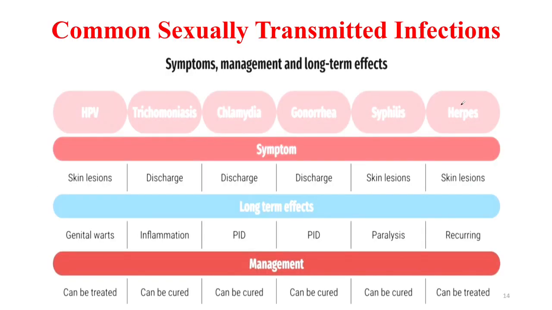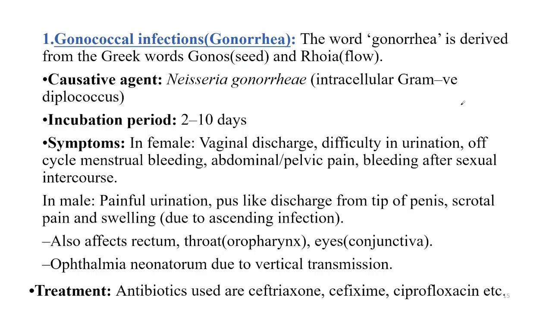There are some examples of common sexually transmitted infections and their symptoms, management and long-term effects. We will discuss these diseases individually in detail one by one in the next few slides. First of all, gonorrhea or gonococcal infections. The word gonorrhea is derived from the Greek words gonos and rhoea. Gonos means seed and rhoea means flow.